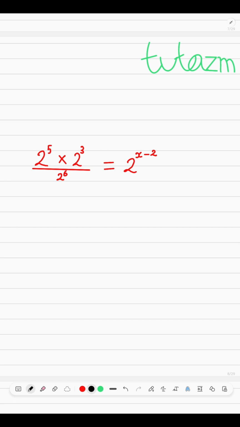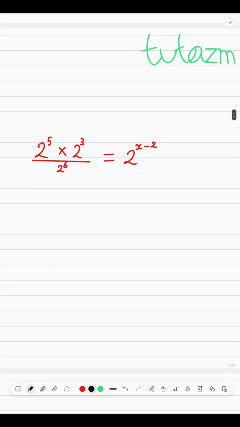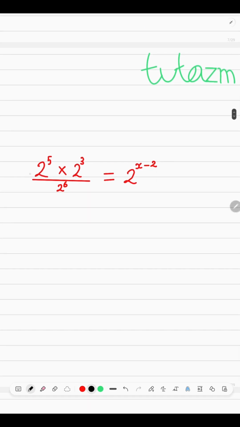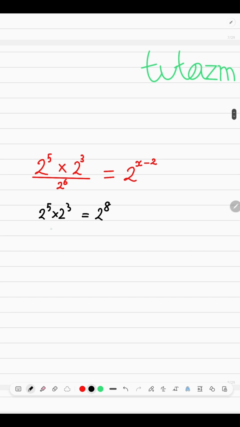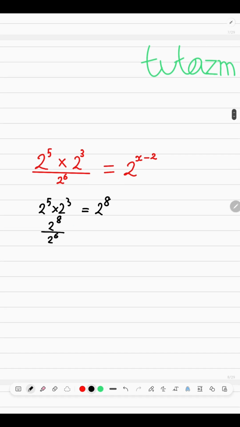Alright, this is a pretty tough example. This would be at the back of a normal higher GCSE paper. It probably will never come up on a foundation paper. But this is all stuff that we've just gone through. So let's do the top part first. 2 to the 5 times 2 cubed is 2 to the 8. And then at the bottom is 2 to the 8 divided by 2 to the 6. So it's 2 to the 8 minus 6, which is 2 squared.